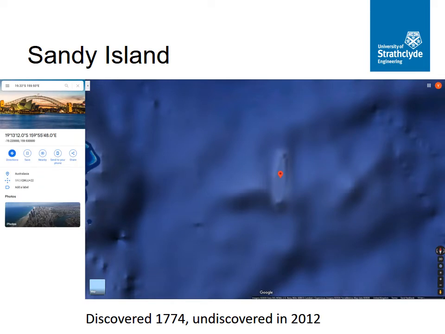Let's look at some classic errors in maps. This is Sandy Island here in the ocean, to the east of Australia. This was mapped by Captain Cook in 1774, and he mapped it as a large sandy island. But there probably never was an island, or it definitely isn't here. It's been on maps for centuries, but in 2012 a research vessel sailed past there and noticed that this island, which was on the map, doesn't actually exist. So if you see a published map, that's no guarantee of its quality. Don't just believe a map because it's published.